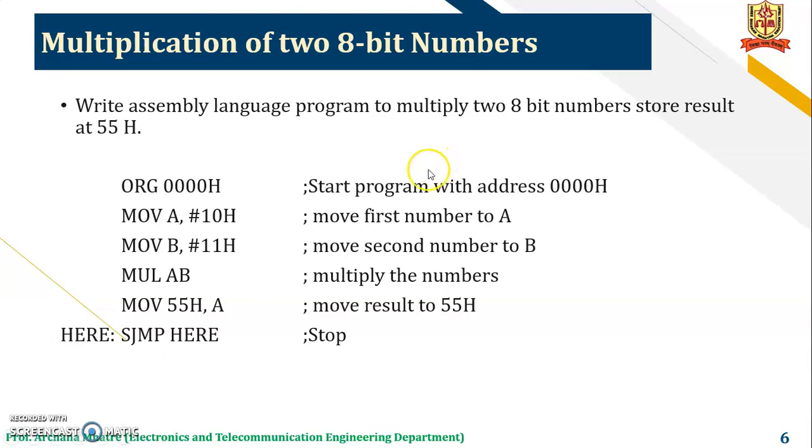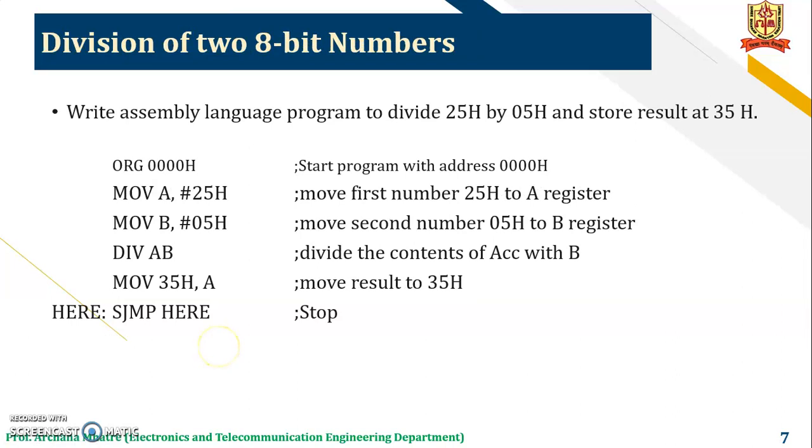Next is multiplication of two 8-bit numbers. For multiplication, we have studied that one operand is saved in the accumulator and the second operand must be saved in the B register. Then multiply by using MUL AB, which multiplies the content of the A register and the B register. The result is by default stored in the accumulator, and we move that result to the 55H memory location and stop the program, end of the program.